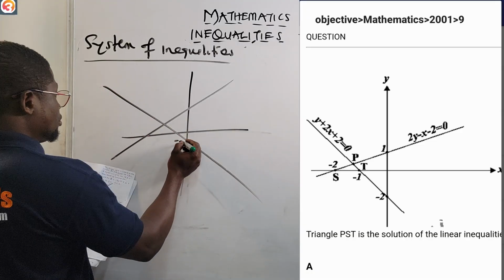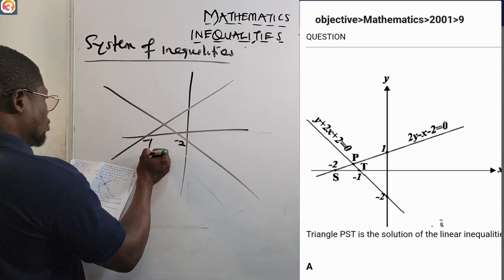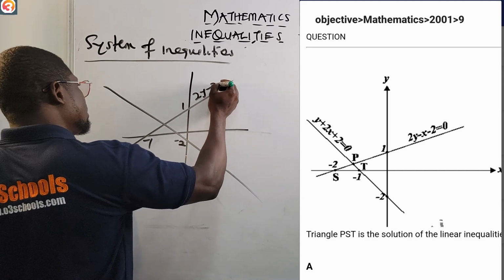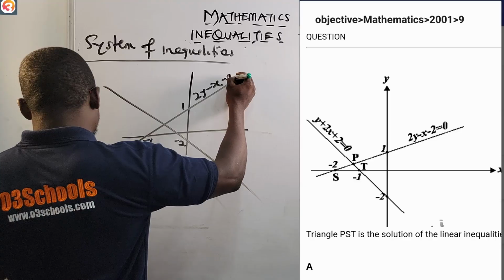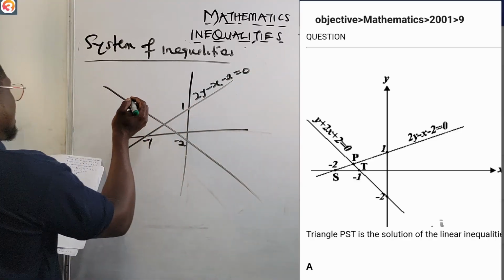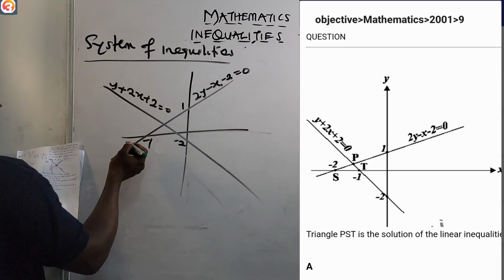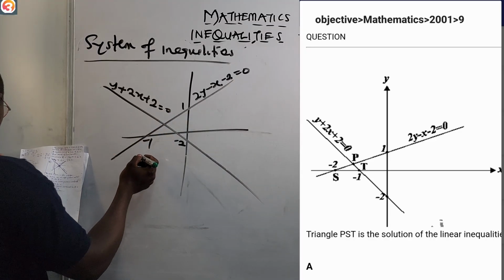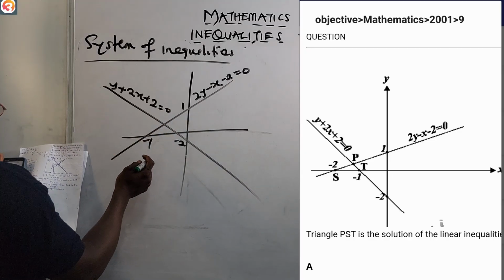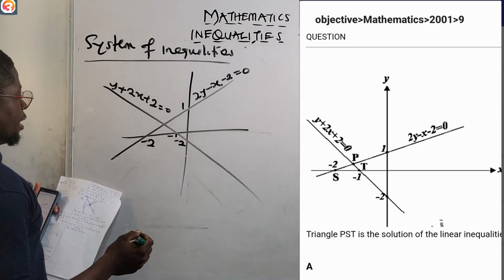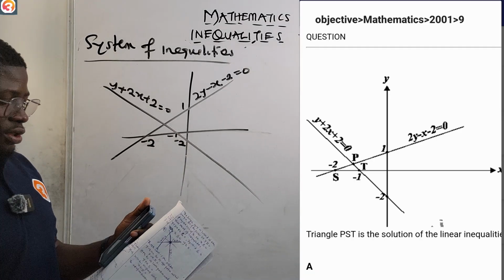Okay, so y minus 2, for example, and then y minus 1, then y what? 1. Okay, so they say 2y minus x minus 2 is equal to 0. Then here they say y plus 2x plus 2 is equal to 0. Okay, so now let us go. Sorry, y minus 1, y what? Minus 2. All right, so now this is what we have from the question on the board.